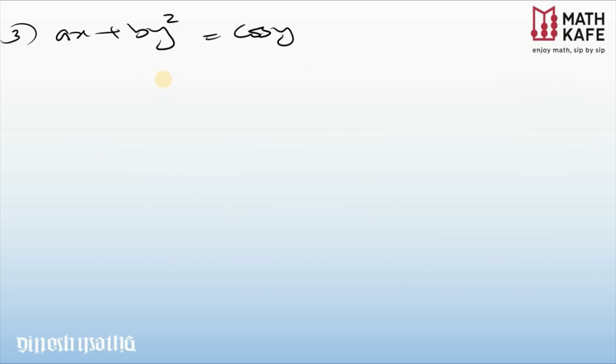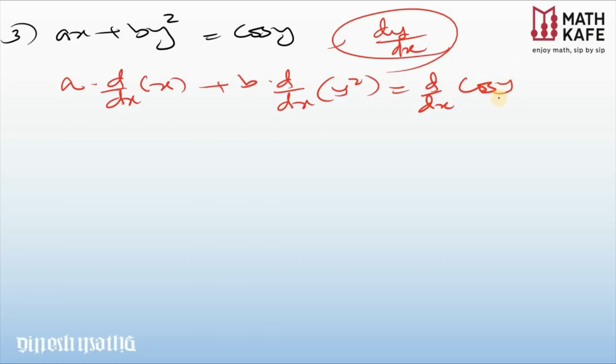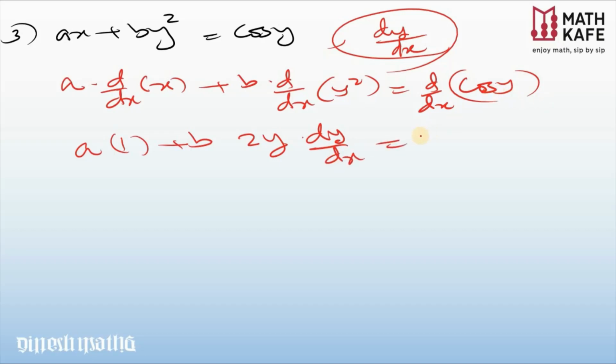Let us see the third question. ax plus by square equal to cos y, and you need to find dy by dx. Differentiating each term, a is a constant so I'm pushing it out, plus b, again another constant, into d by dx of y square, and that is equal to d by dx of cos y. Now a into the derivative of x, that is 1, plus b into the derivative of y square. Square means it is 2y, and as it is a y, into dy by dx, and the derivative of cos y is minus sin y. Whenever there is a y, you must get another dy by dx, then only the differentiation is complete.